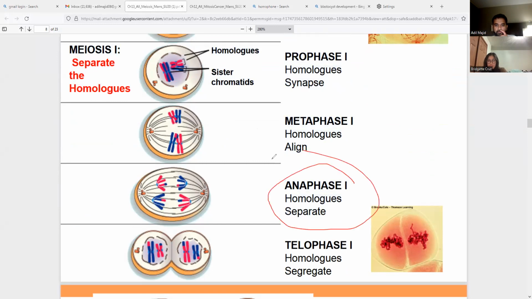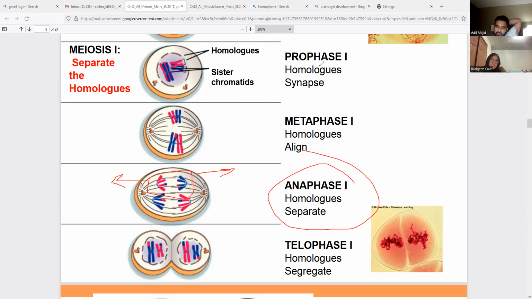Sister chromatids are going towards opposite poles. This one's going this way. Okay, you see that? Yeah, I see it. So you just have to understand what happens in each one.